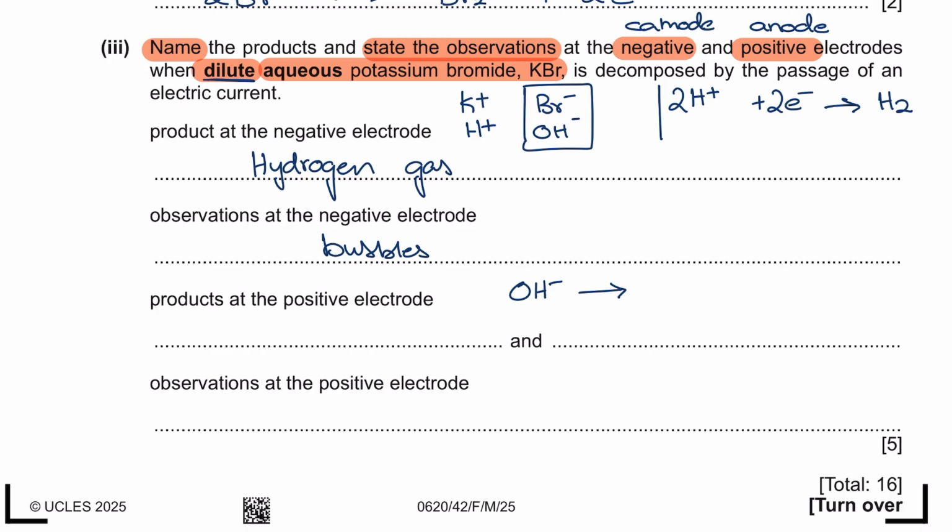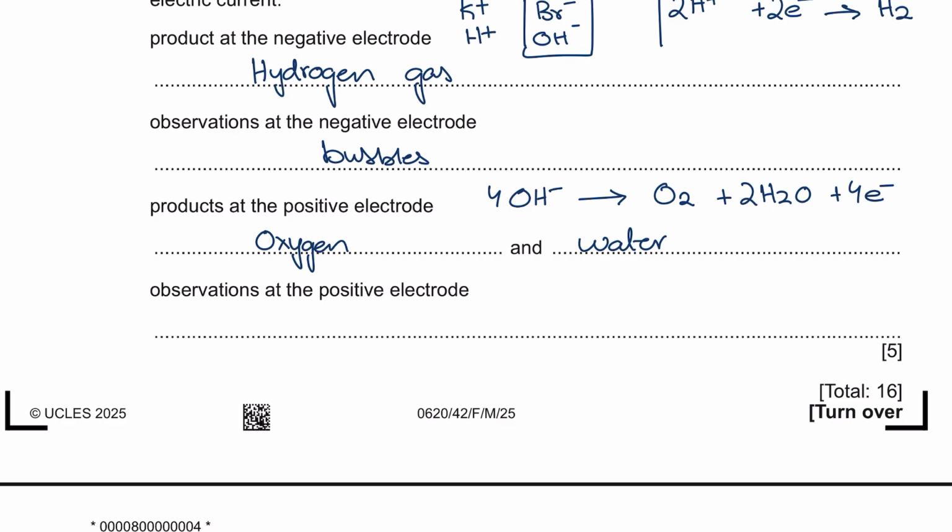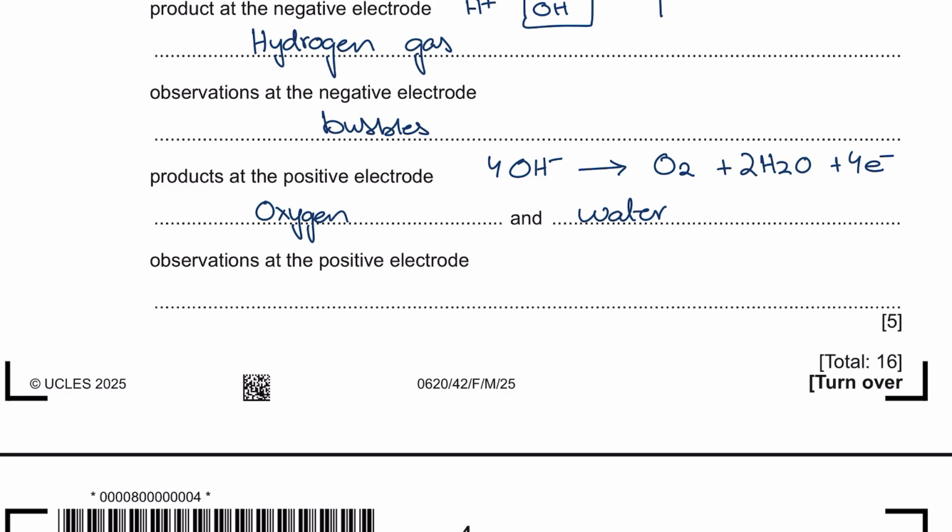So hydroxide gets oxidized to form oxygen plus water plus electrons, right? So 4 here, 4 over here, and 2 over here. So this is the equation. Please memorize it. So the products would be oxygen and water. And as you can see, I'm naming the products rather than writing its symbol, right? Because they've asked us to name the products in the question. Observations at the positive electrode. Again, a gas is being produced, oxygen gas is produced, so the observation would be bubbles.